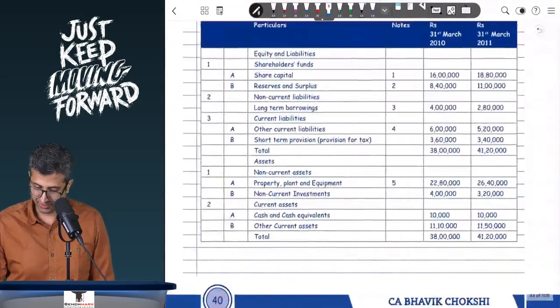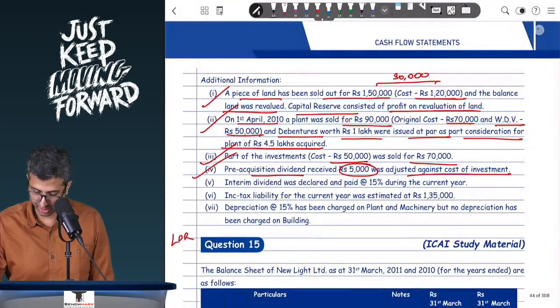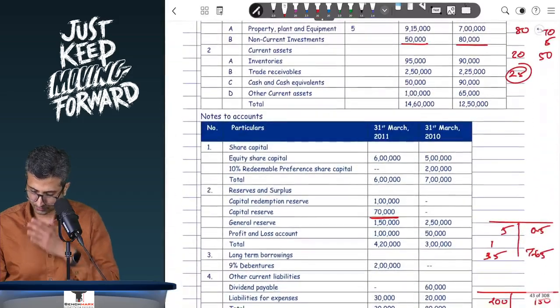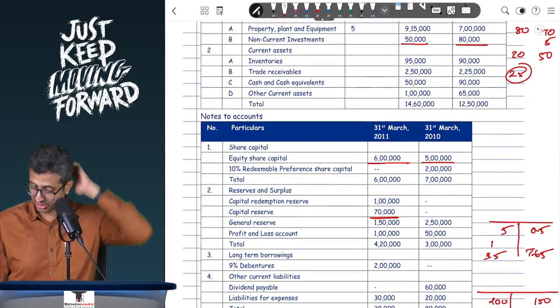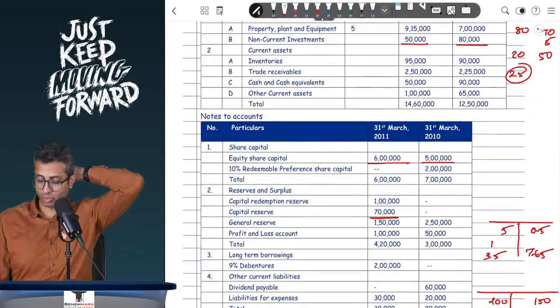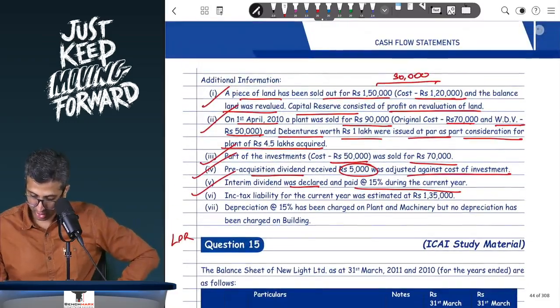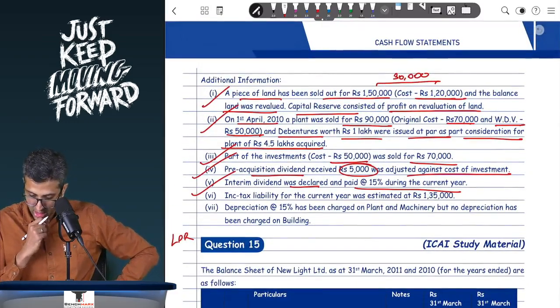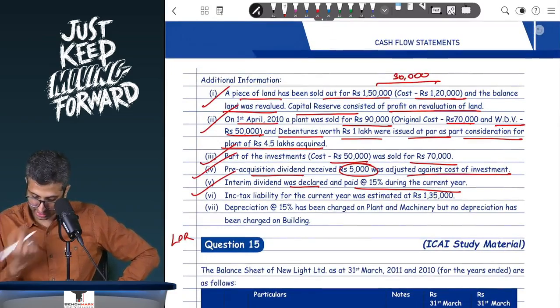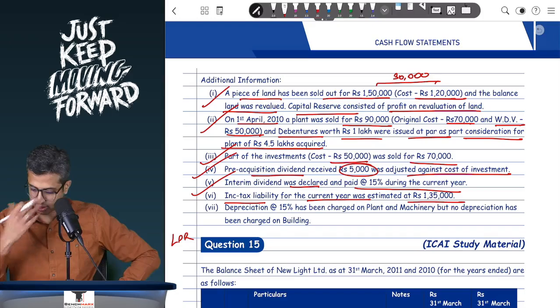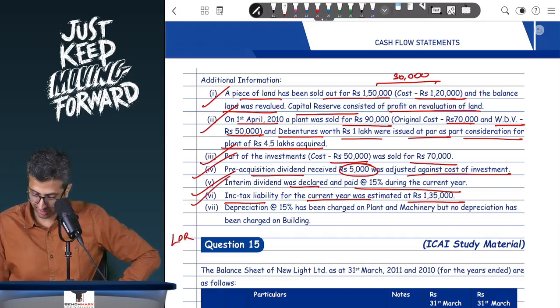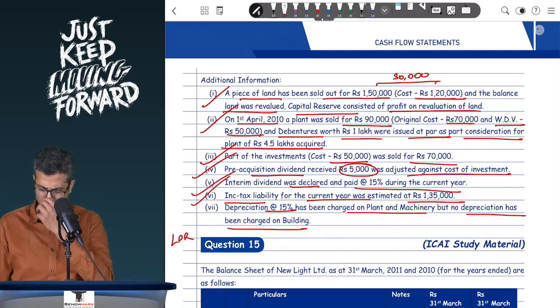Okay, so this is a fairly big question. Interim dividend declared and paid at 15% during the current year. So this is your equity share capital, 5 lakhs becoming 6 lakhs. Now when was this new shares issued? We don't know. We'll have to review that. Is there anything given on those lines? Income tax liability for the current year was estimated at 1,35,000. This is your income tax expense of 135, and depreciation of 15% is charged on plant, but no depreciation is being charged on building. So that is fine.